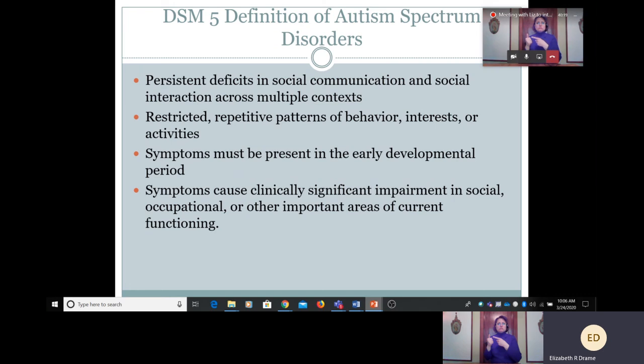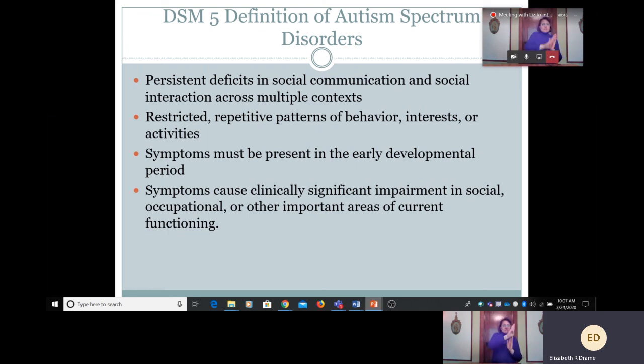So what is autism? What does it look like? Really, it's fundamentally based in three areas: social communication, social interaction, and a restricted or repetitive range of behaviors, interests, or activities. It's got to be present in early developmental periods.